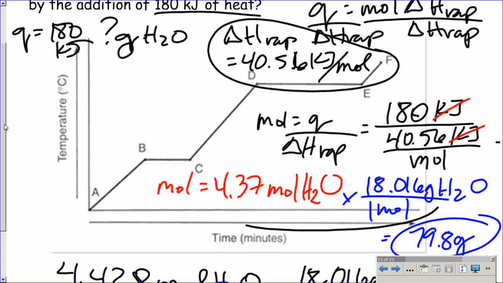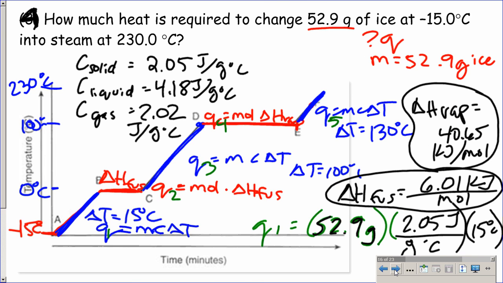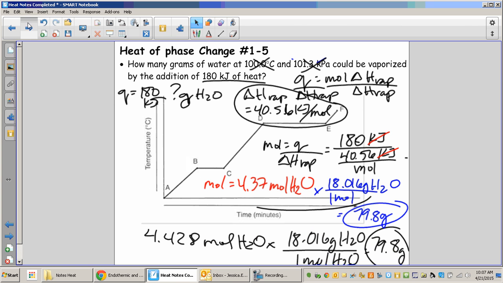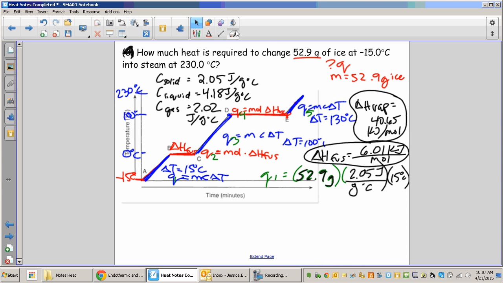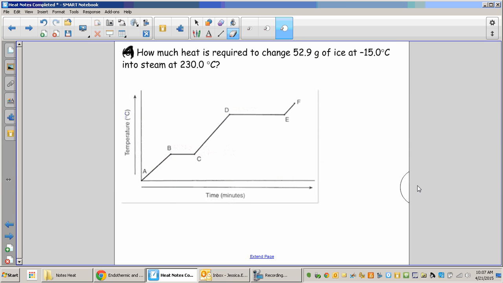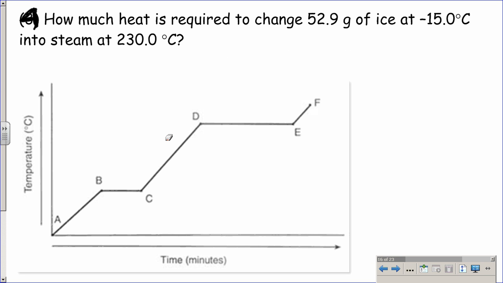Okay. Now I'm gonna give you one. It's number 4 on yours. Give me a second. Sorry, resetting between first and second period is sometimes a hassle. So read number 4 on yours for me. How much heat is required to change 2.9 grams of ice at negative 15 degrees Celsius into steam at 230 degrees Celsius?